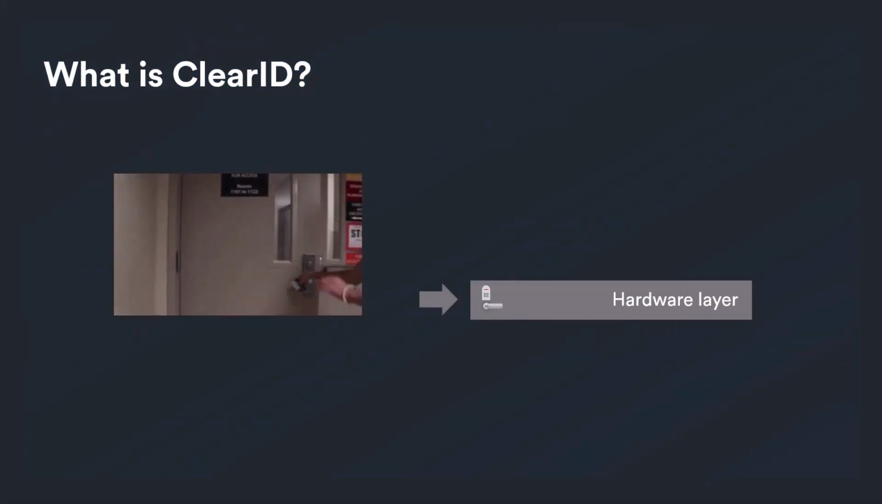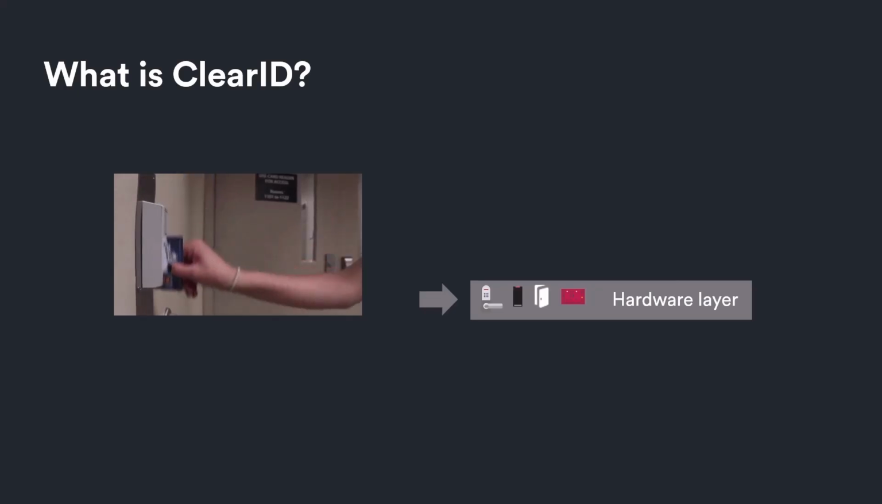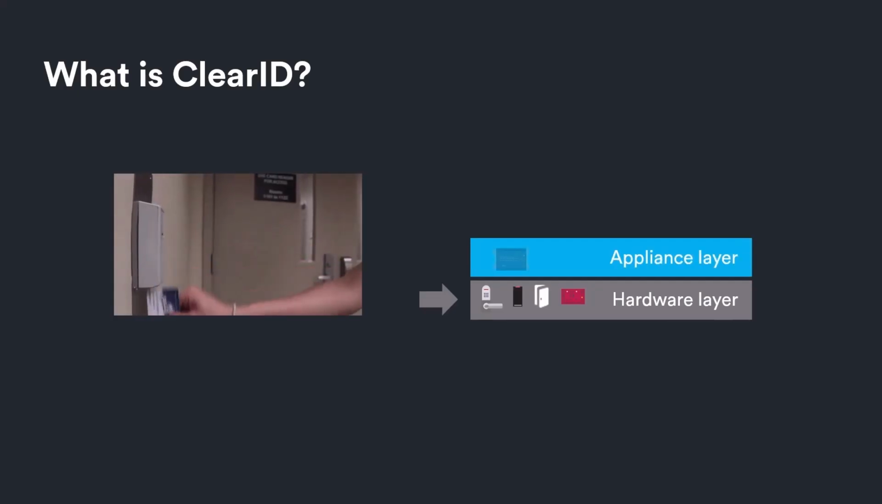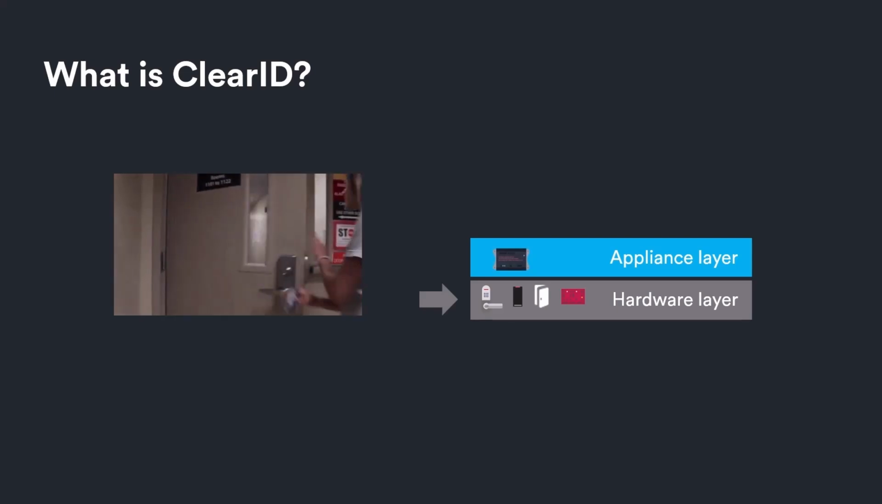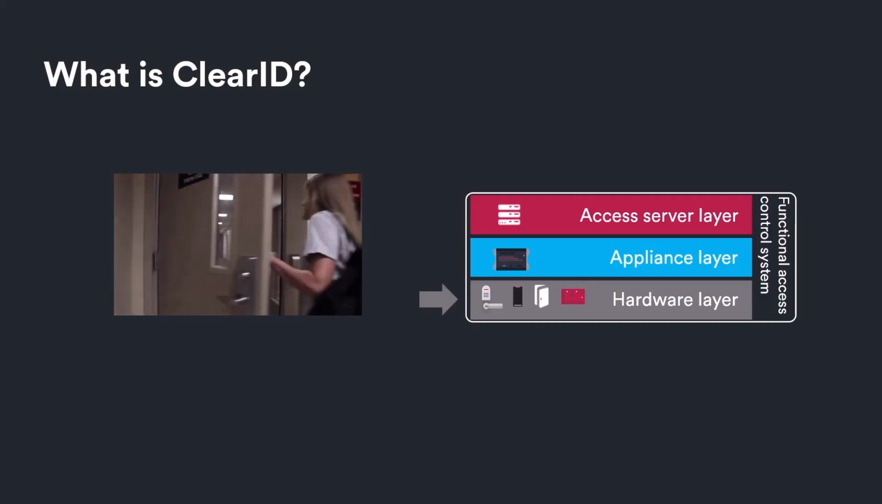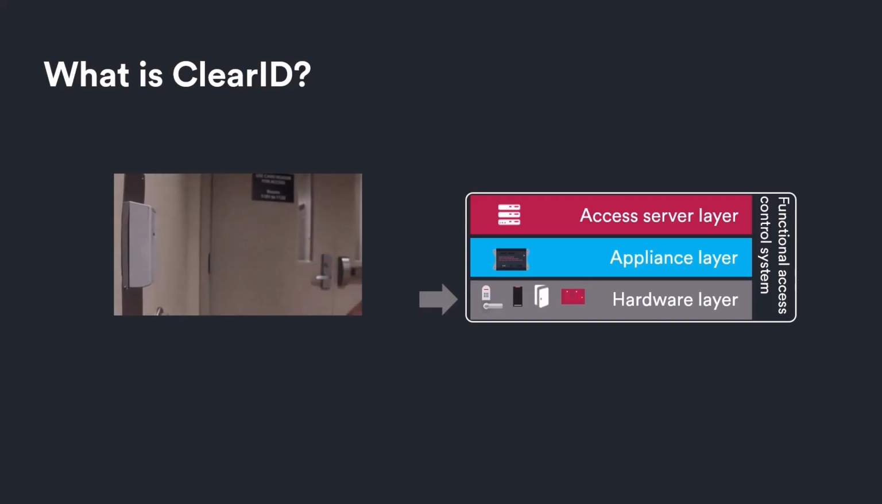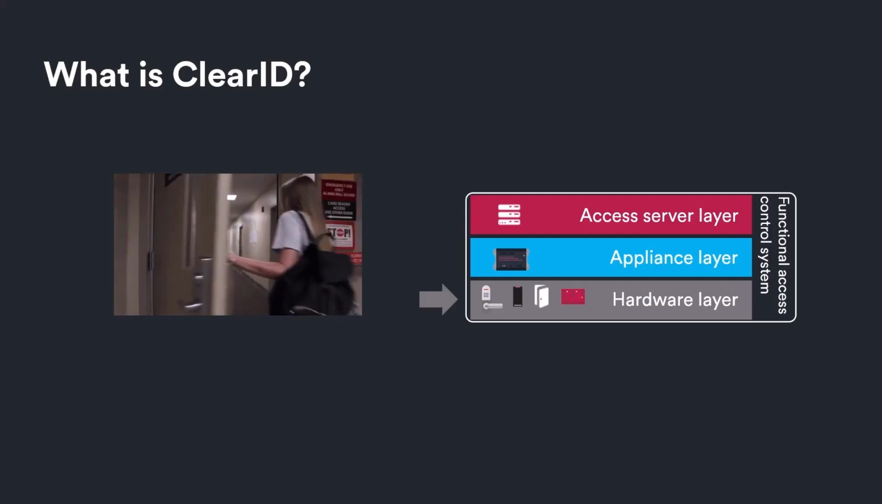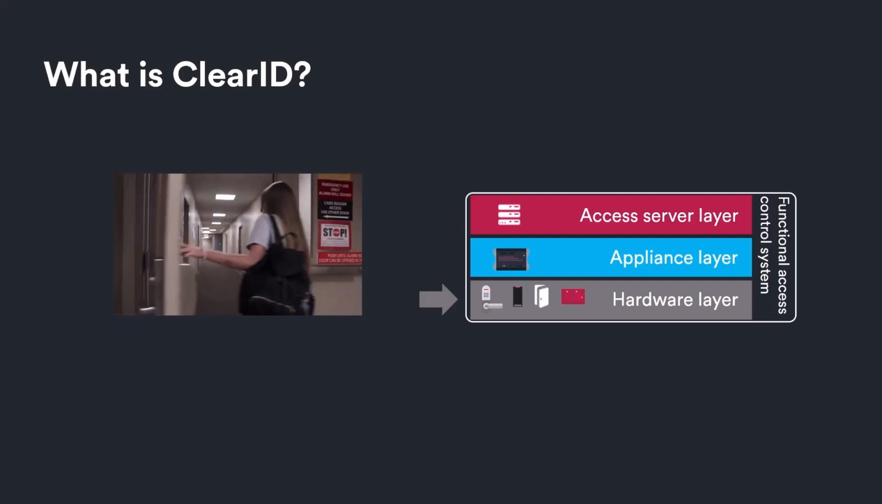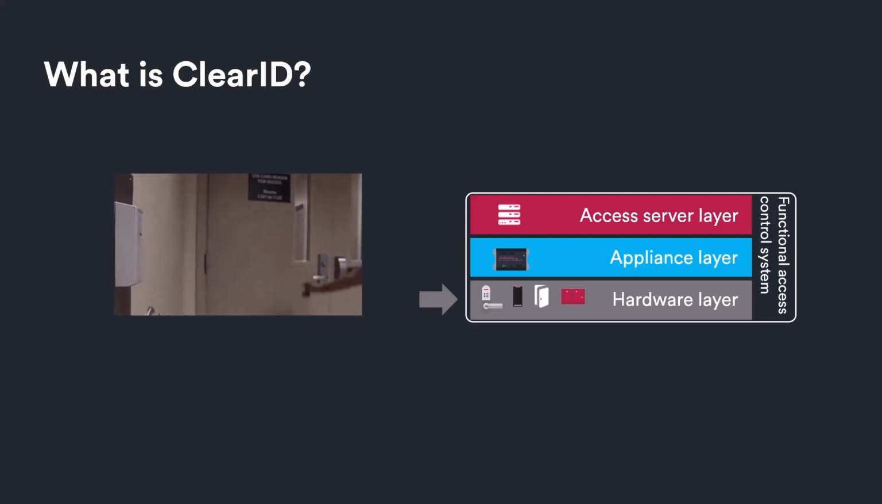Traditionally, our access control architecture was built on 3 layers. First, there's the door hardware layer. Then there's the appliance layer. And at the top is the access control server. The appliance is the bridge connecting the door hardware to the server so that we can monitor door events and push configurations into the hardware. This is a fully functional access control system.